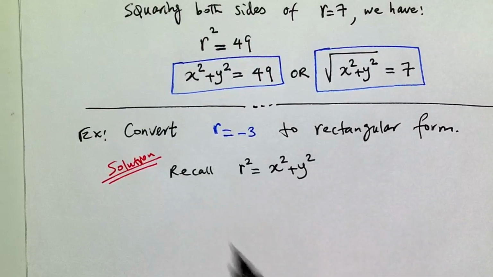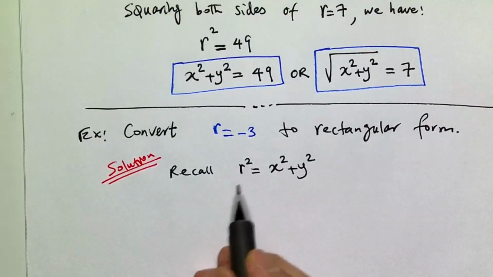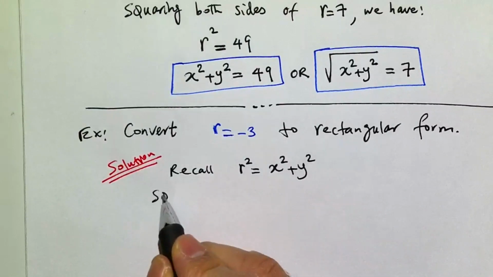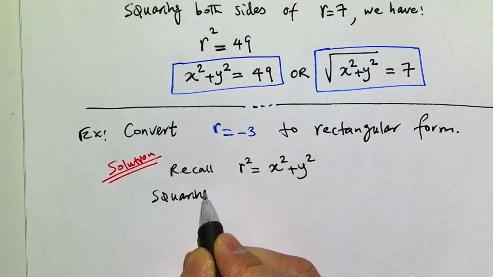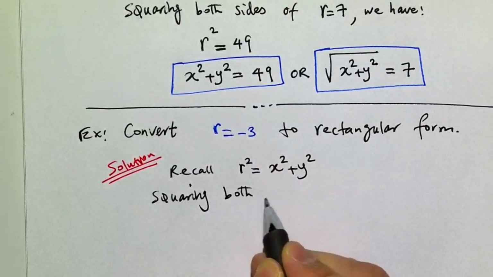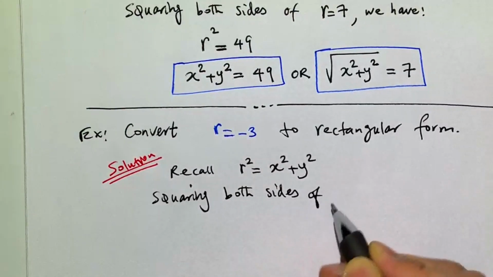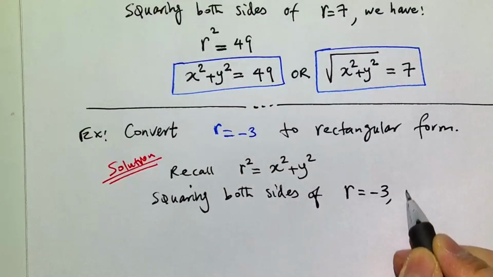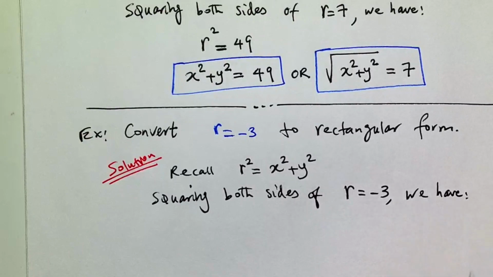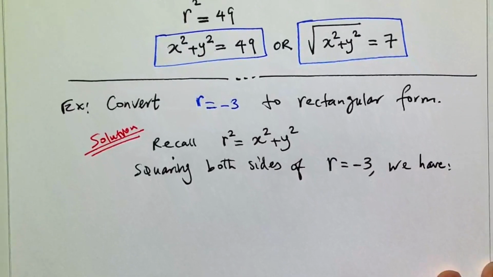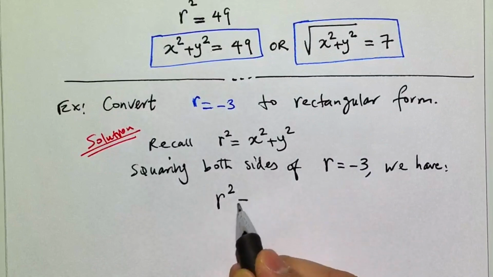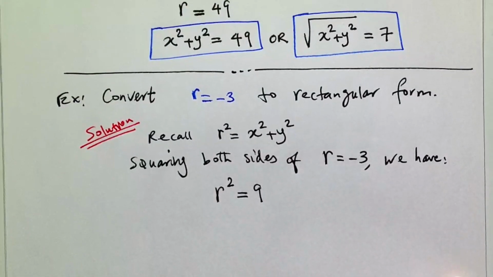So let's plug that in, and once again, let's square both sides. Squaring both sides of r equals -3, we have r squared equals +9, right? If we square both sides.